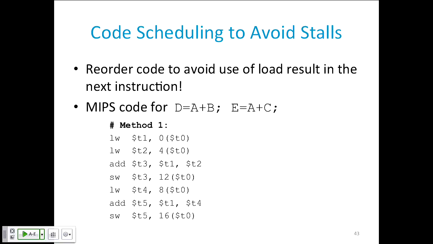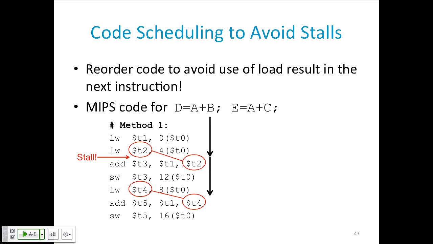And here you see there's between this load into T2 and this use of T2, there'll be a load delay slot here. There'll be a penalty here. And similarly here, between this load of T4 and this use of T4, there'll be a penalty, there'll be a hazard and a bubble. What you can do is have exactly the same result, but much faster.